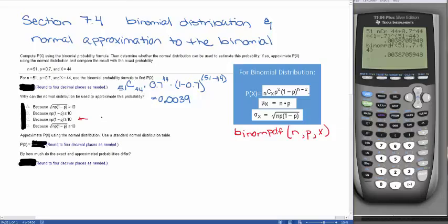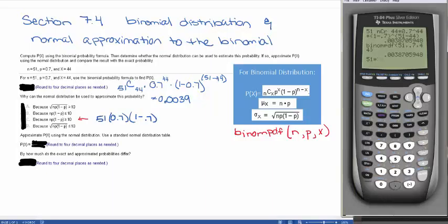So that's going to be us going through and doing 51 times p, which will be that 0.7, times 1 minus p, or it'll be the same as 0.3, but 1 minus 0.7. So I'm going to come over to the calculator and double check. So we're going to have 51 times 0.7 times 0.3, and we're getting 10.71. So sure enough, we are greater than or equal to 10. So the normal distribution can be used to approximate the probability for this binomial problem.